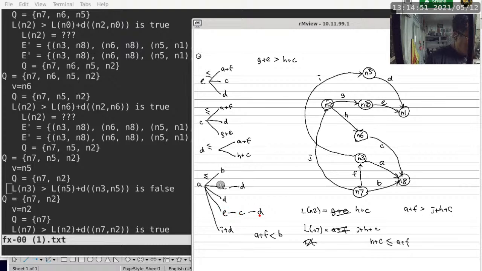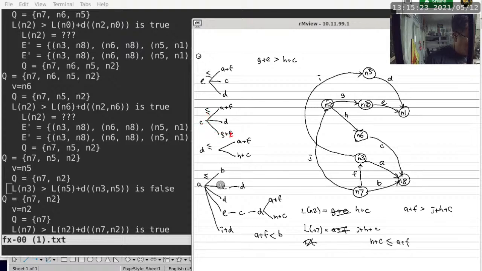And now we want to look at d and see whether it's less than or equal to something, and the answer is yes. Okay, so it is less than or equal to a plus f. It is also less than or equal to h plus c, like that. All right. So by doing this, we can kind of ignore this subgraph here, and then C itself is also less than or equal to A plus F. But that is already established here, so that one is redundant.